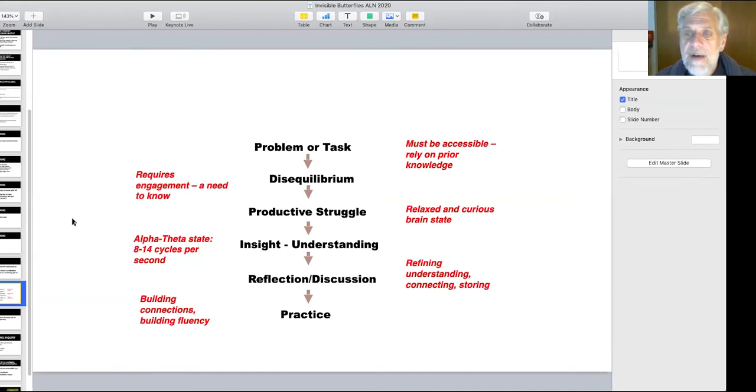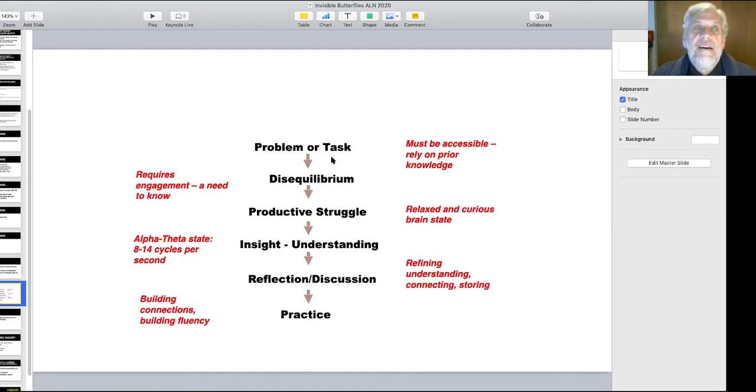This is a little diagram I sometimes use to talk about this. We present a problem or task, and in the last workshop I was talking about using games as a way to do this because they're very effective that way. The disequilibrium is there's something I want to know but I don't know. And then we have this productive struggle. For those of you interested in this sort of thing, there's a lot written about productive struggle. There's a moment of insight as a result of the productive struggle interacting with the right brain state.